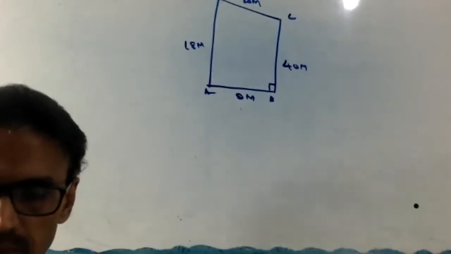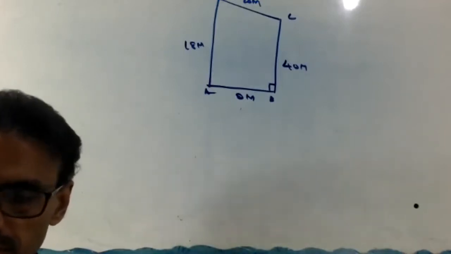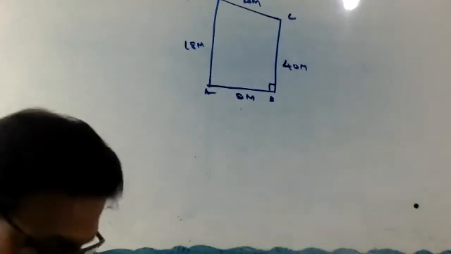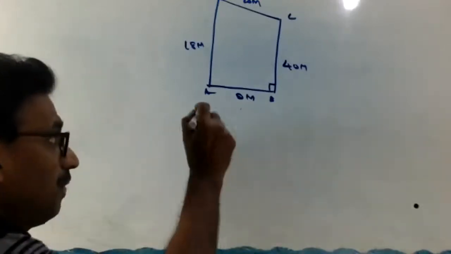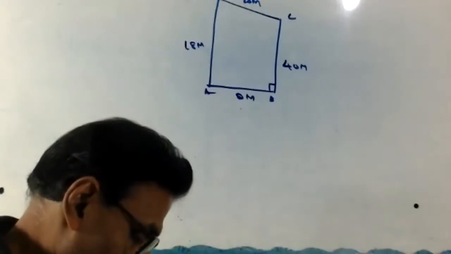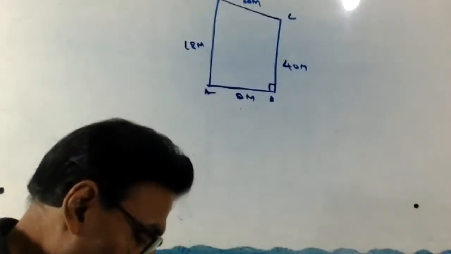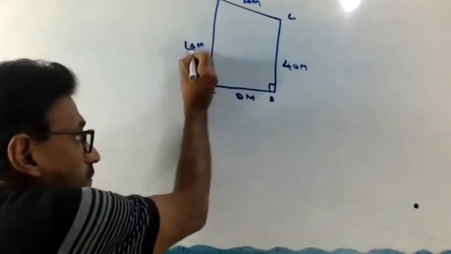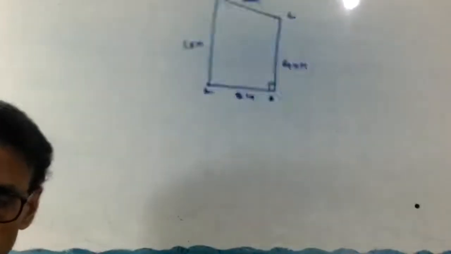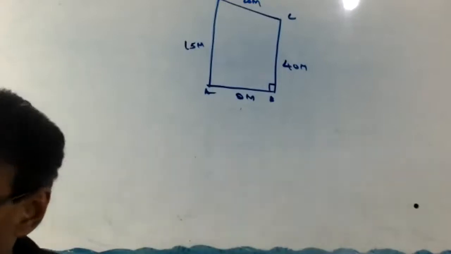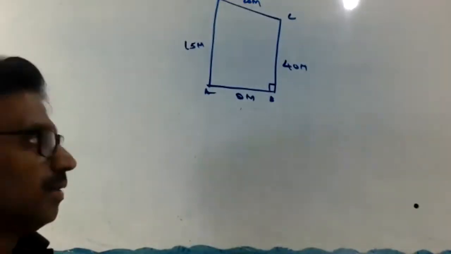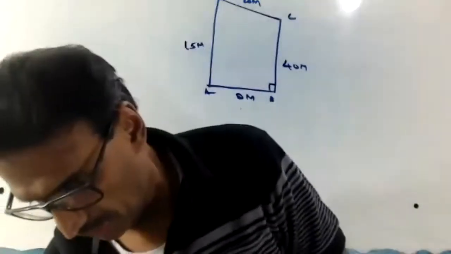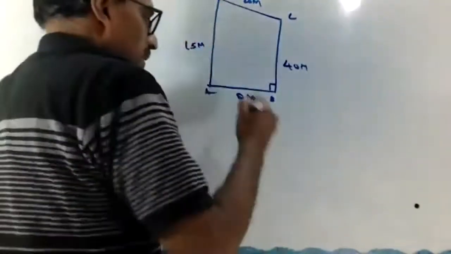Okay, listen here now. Fourth side is 15. 9, 40, 28, and 15. Okay, look at here now. First of all, you join this one.